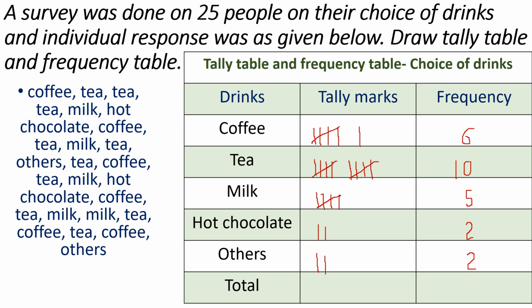Now what is the total of this frequency? 10 plus 6, 16. 16 plus 5, 21. 21 plus 2, 23. 23 plus 2, 25, which is equal to the number of responses. It means our tally table and frequency table is correct. We can check our tally table and frequency table by totaling the frequency. So it is our tally table and frequency table, and it is very easy, and it makes our work easy to collect any information and process that in a particular way.